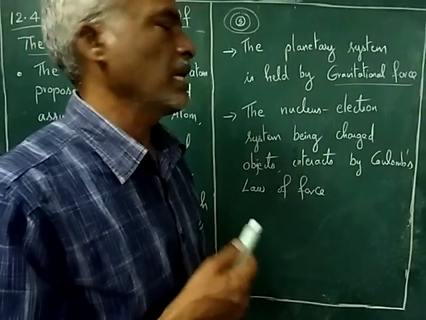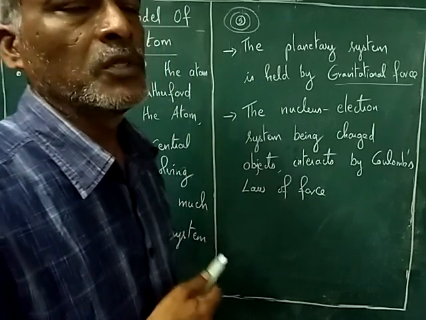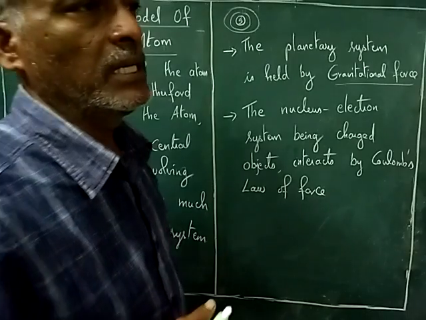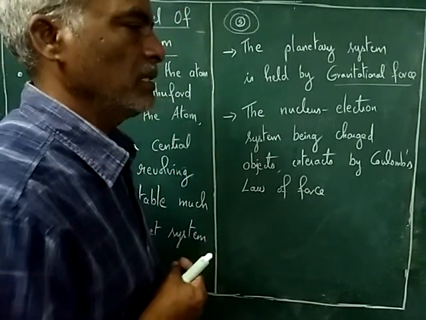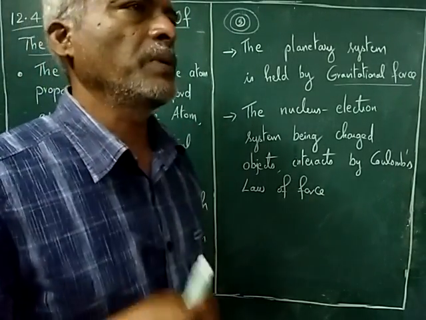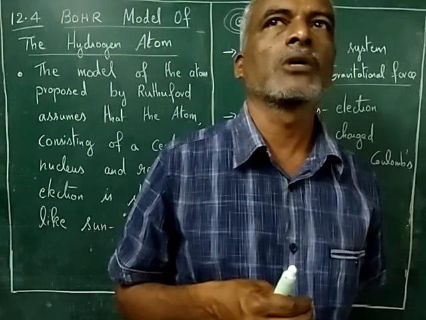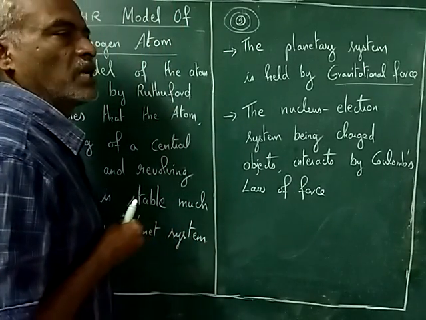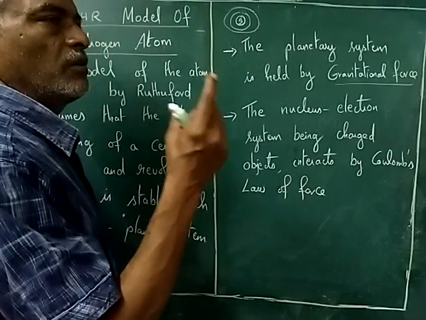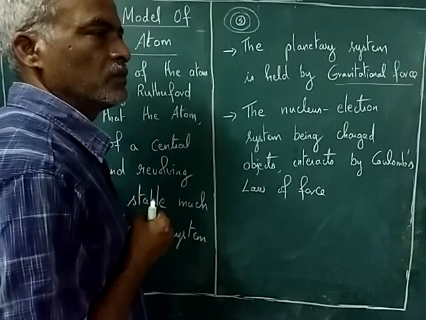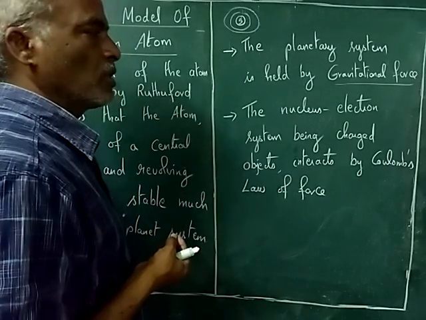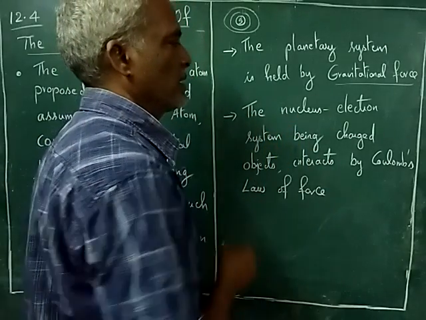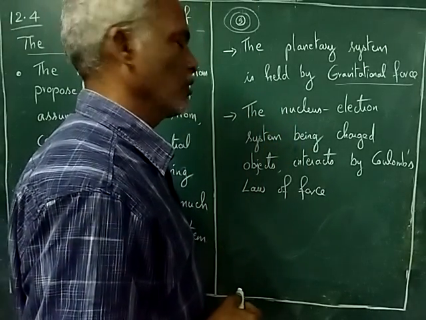Whereas in the nucleus-electron system, in the atom, we know that electrons are negatively charged particles, and inside the nucleus we have protons and neutrons. Protons are positively charged particles. Therefore, there will be a force of attraction. So, Coulomb's law comes into the picture. The nucleus-electron system, being charged objects, interacts by Coulomb's law of force.